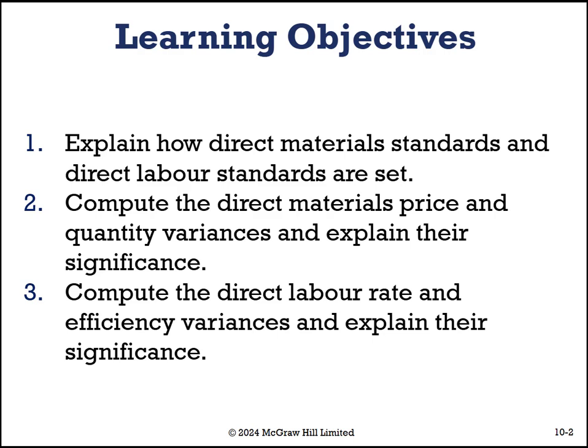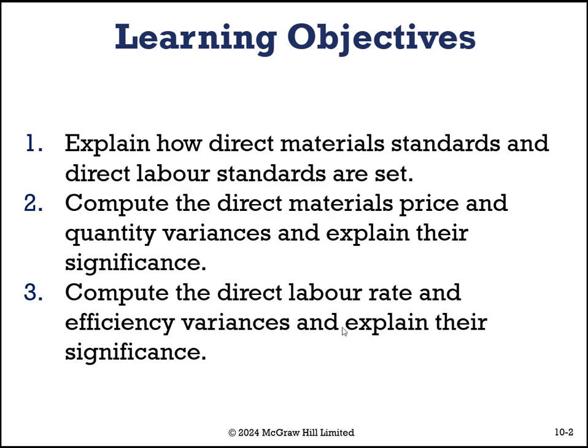So effectively, number 1 is like a big overall, hey, what are these variances? Why are we looking at standards now versus budgets, which we looked at in chapter 9? How are they same, how are they different? And then we'll do a deep dive into the materials aspect. And then same but different for a deep dive into direct labor.